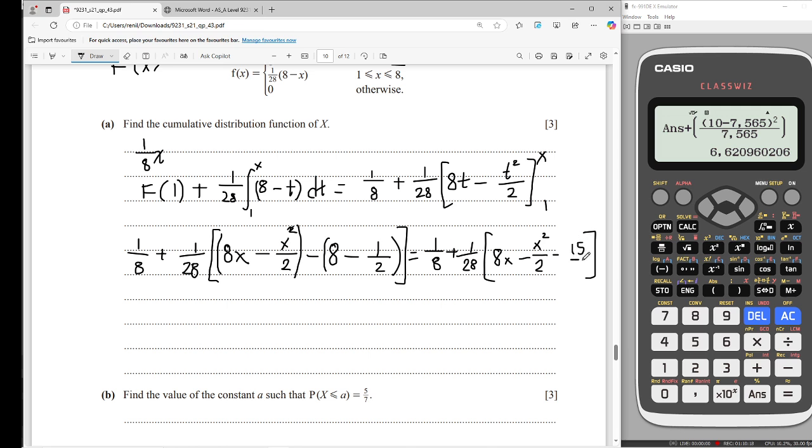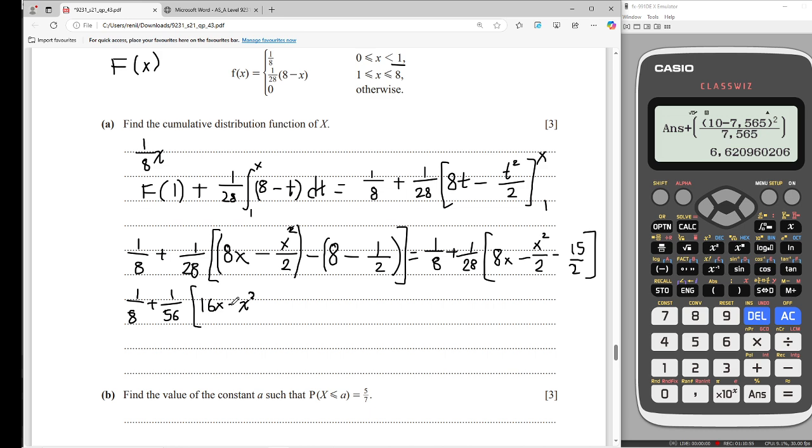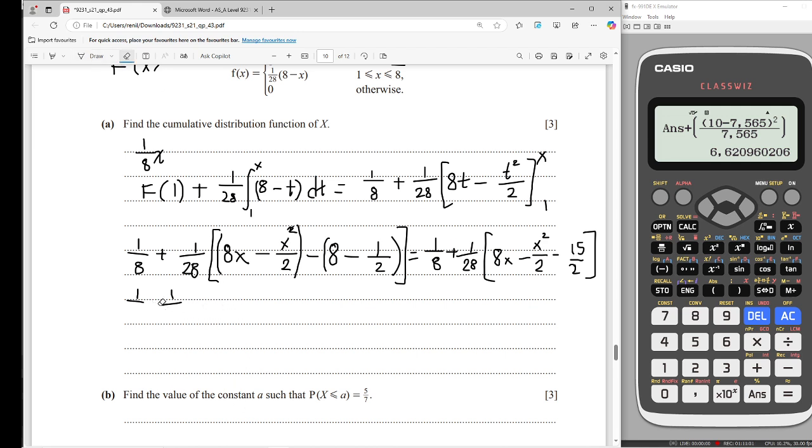Okay, moving on. You can see that there's a denominator of 2 for most of our values inside the bracket. So let's multiply 2 inside the bracket and increase our denominator, so 1 by 8 plus 1 by 56, and here we're going to have 16x minus x squared. Or actually, let's keep this in simple terms. Instead of multiplying everything with this, let's take it outside the bracket itself.